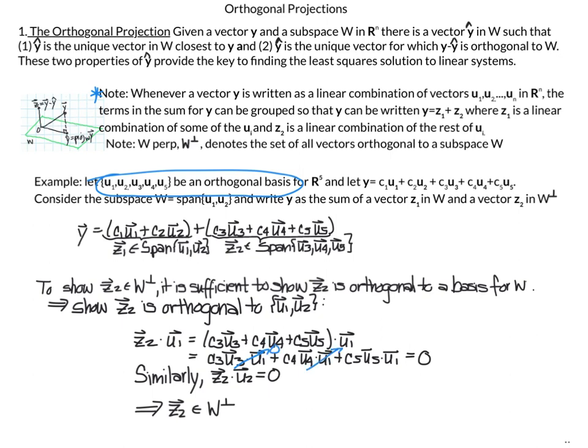And u4 dot u1 also goes to 0, and u5 dot u1 is 0, again, because this is an orthogonal basis. So similarly, I can show that z2 dot u2 is equal to 0, and therefore z2 is in W perp. And that finishes this first example here.